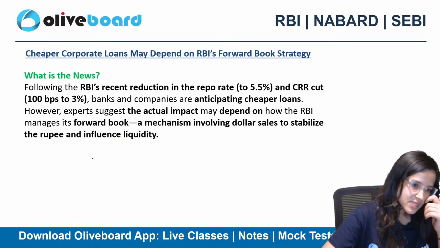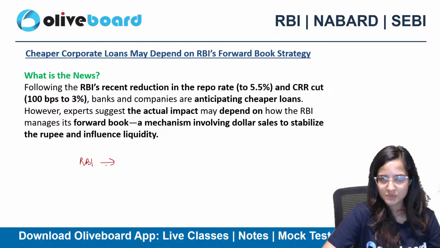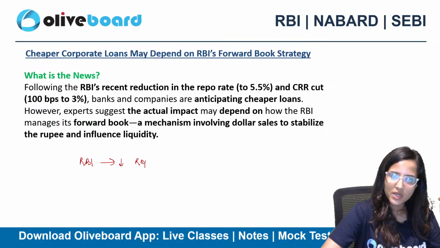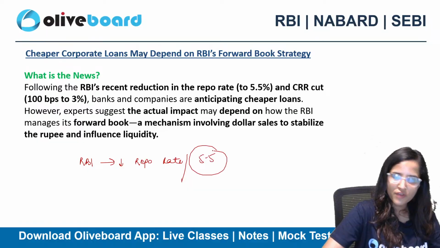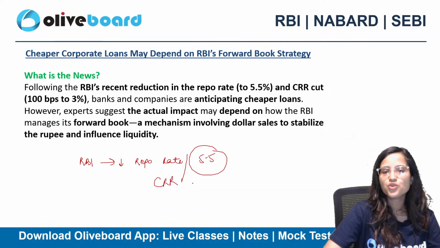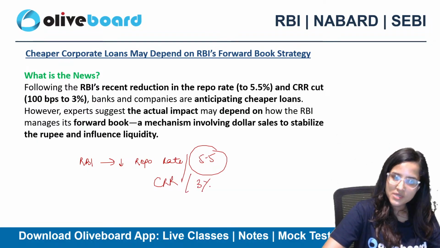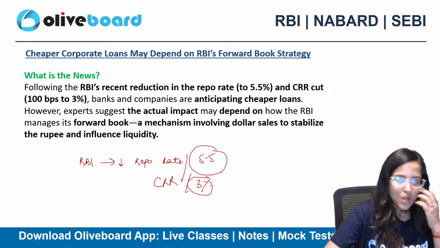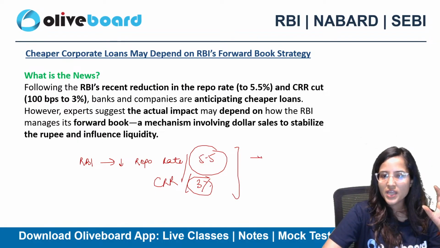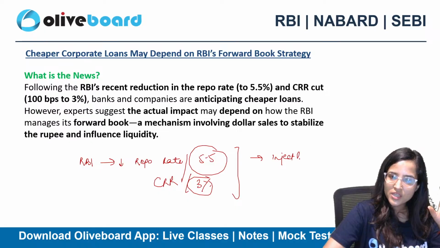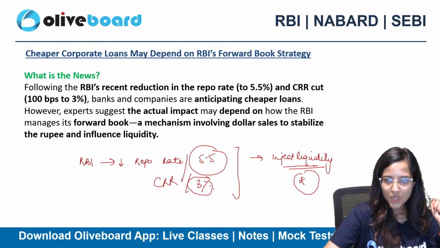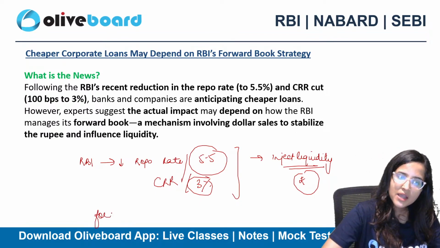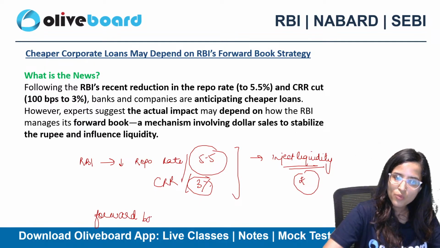Okay, so now what they are saying is that RBI has brought changes by reducing the repo rate. Okay, reducing the repo rate, it's now 5.5%. CRR has been reduced by 100 basis points, it's now 3%, right? So now what we are saying is that this move is being taken in order to inject liquidity in the economy. Okay, we want to inject liquidity in the economy, we want to increase the amount of rupees in the economy. On the other hand, the RBI's time is coming for the forward book.